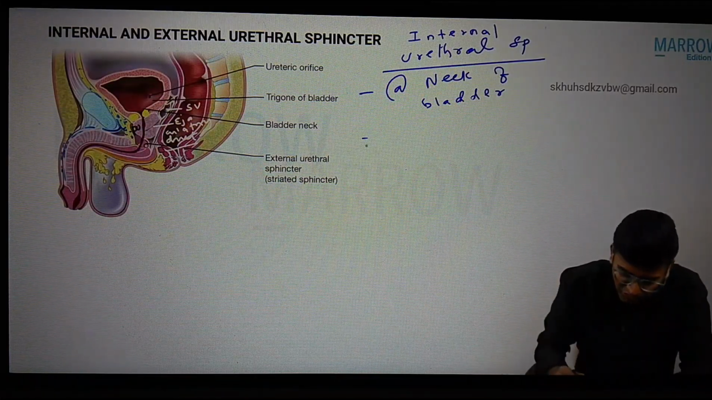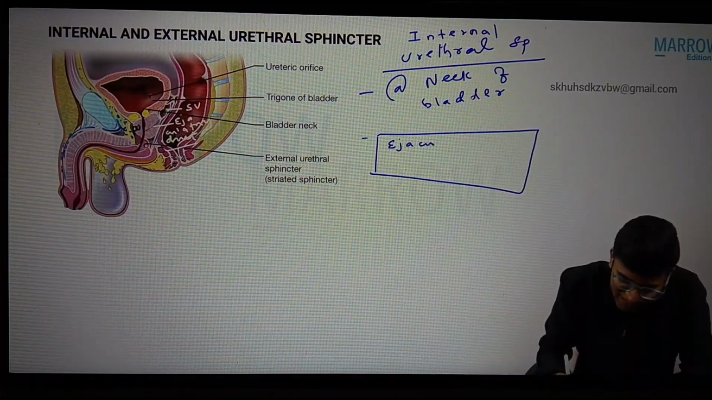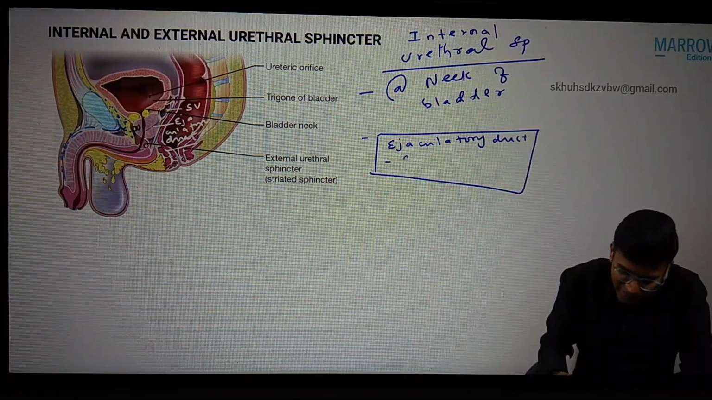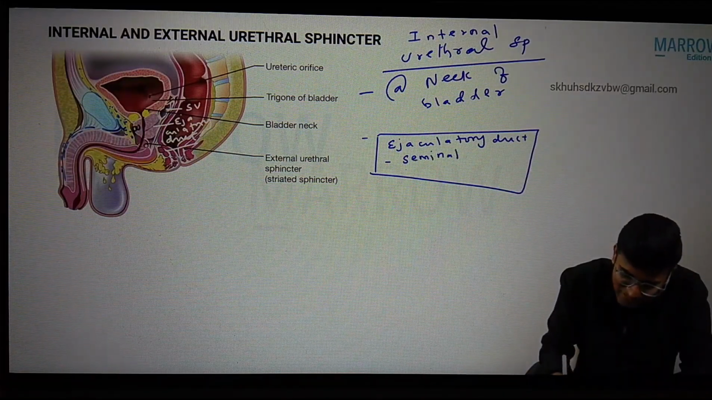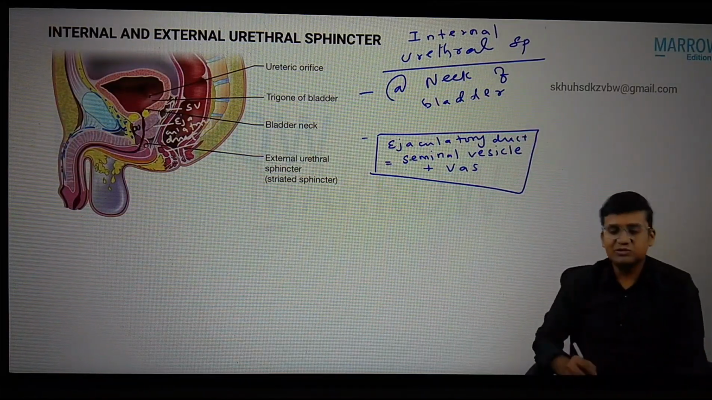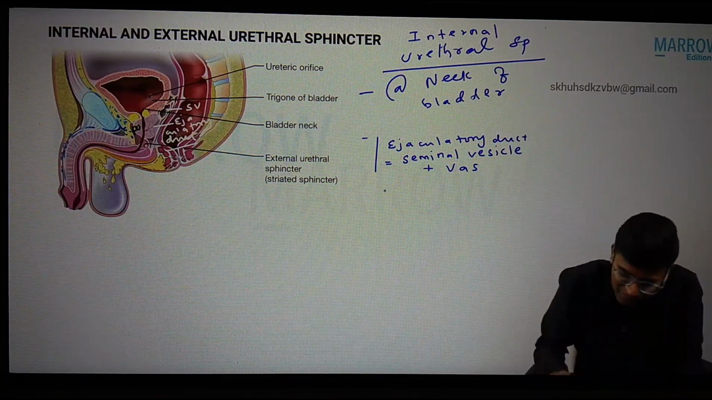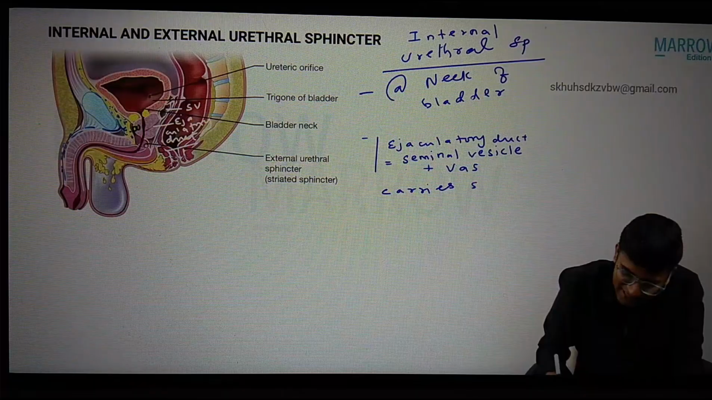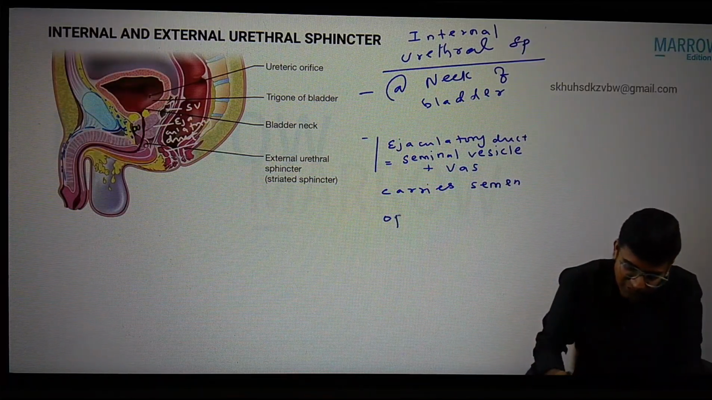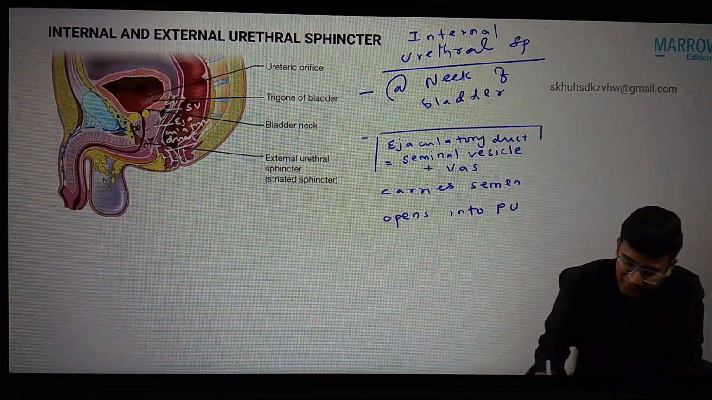If you know, leave it. If you want, you can write. Put one box and then write: the ejaculatory duct is formed by the union of the seminal vesicle joining with the vas deferens. Okay. Now this ejaculatory duct carries semen, and it opens into the prostatic urethra. Okay. Fine.